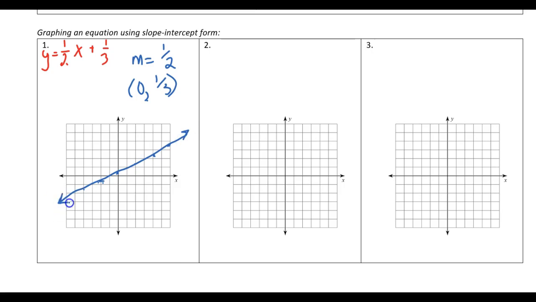Hopefully your line looks a whole lot better than that one does, because you have your rulers. Okay. So we have graphed this line using slope-intercept form. Your second equation is y equals negative x. And that's it.